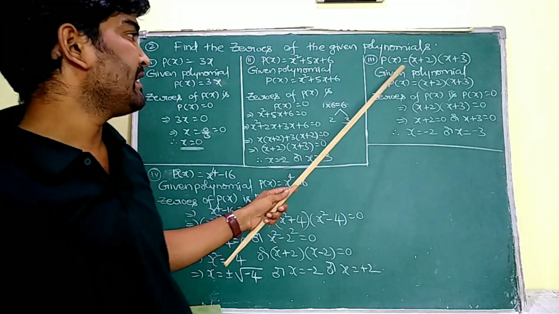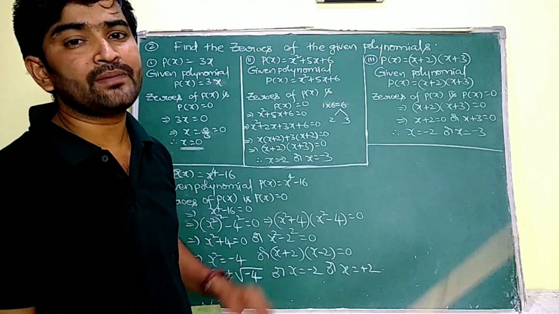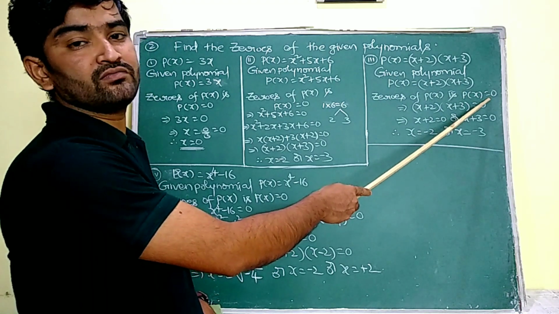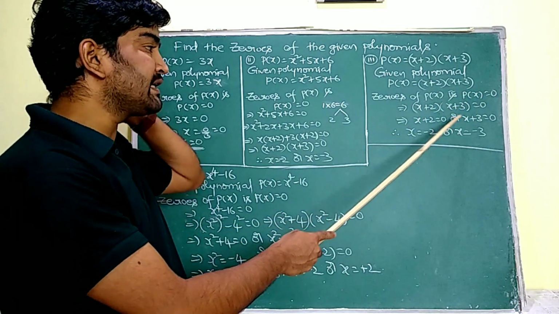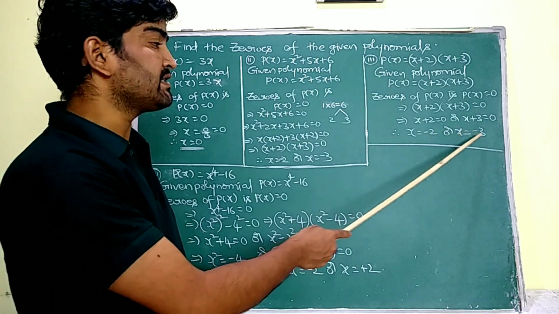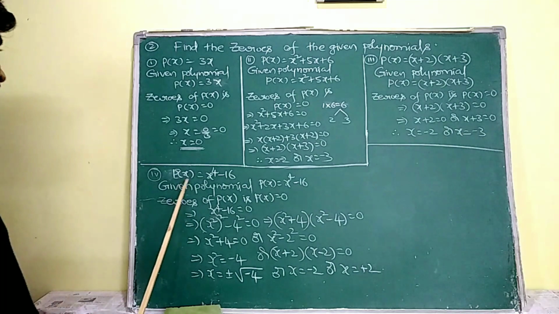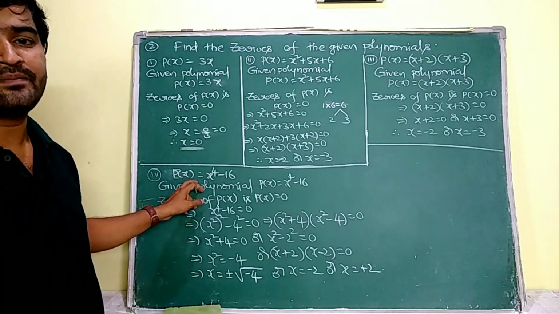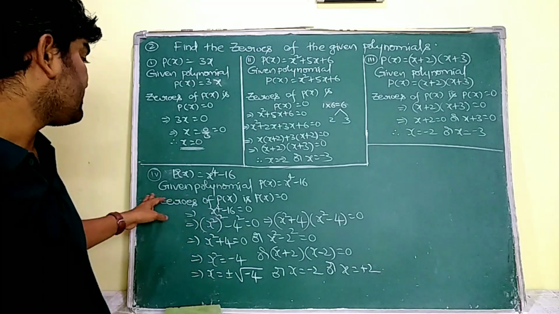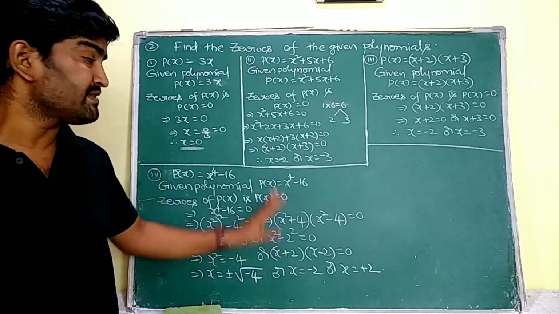Now see, here he gave the polynomial p of x as x plus 2 into x plus 3. So to obtain the zeros of this polynomial, we have to equalize it to 0. X plus 2 into x plus 3 is equal to 0. So x is equal to minus 2 or x is equal to minus 3. Similarly, now see, here a polynomial p of x is equal to x power of 4 minus 16 he gave. So just you have to write the given polynomial as p of x is equal to x power of 4 minus 16.